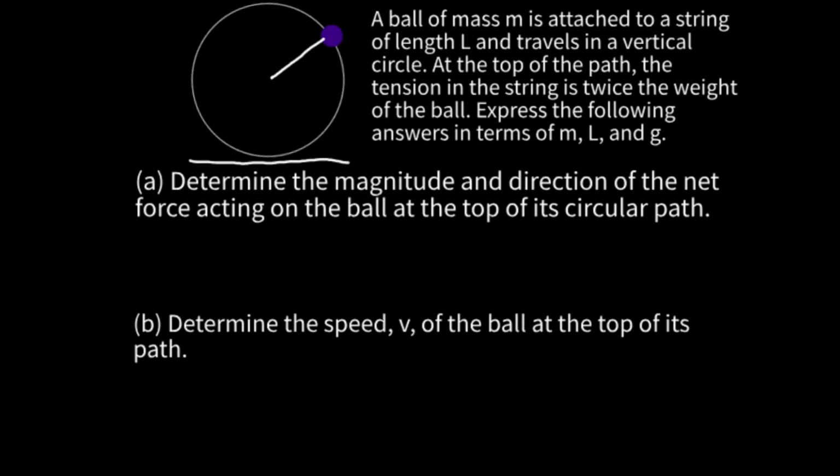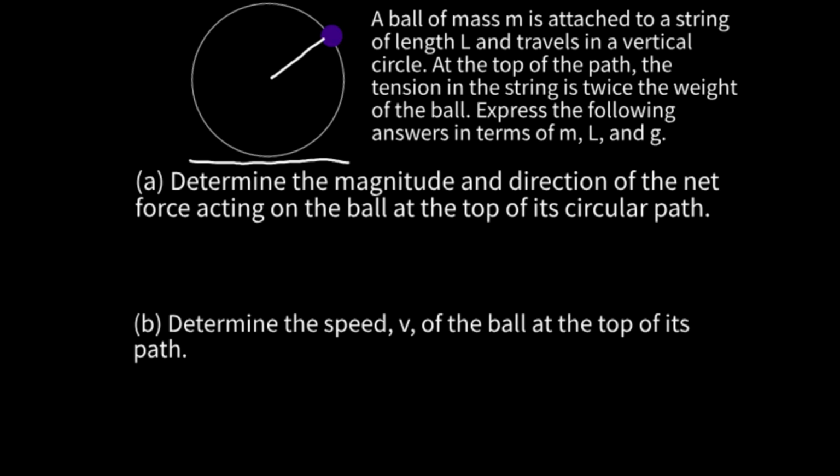This video is just going to be free response questions revolving around circular motion. So for this one, we have a ball of mass m attached to a string of length L traveling in a vertical circle, and at the top of the path, the tension in the string is twice the weight of the ball. Alright, and we have a limit to the variables that we can express our answers in.